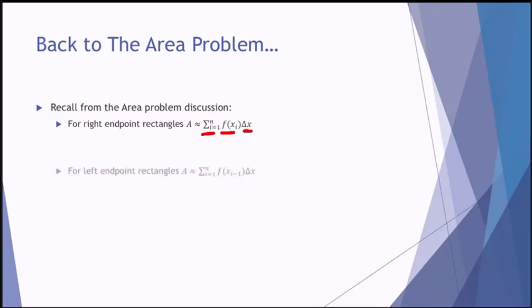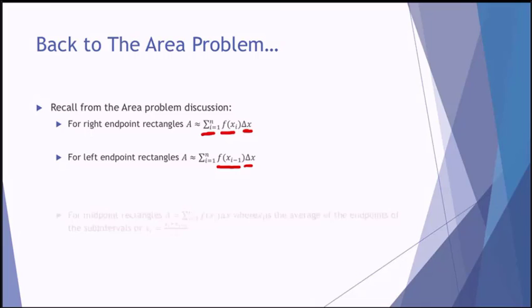For left endpoint rectangles, you get something similar, except that now we've got the sum from i equals 1 to n of f of x sub i minus 1 times delta x. Delta x is still the width of the rectangle. The height of the rectangle this time, though, is based on the left side of the subinterval. So that's the difference between the left endpoint rectangles and the right endpoint rectangles.